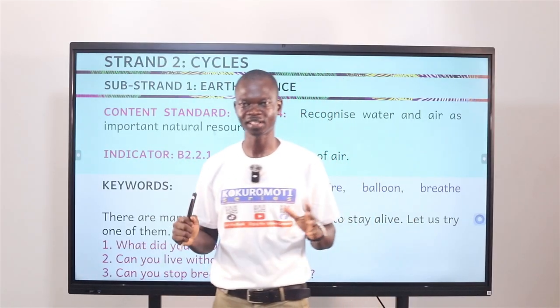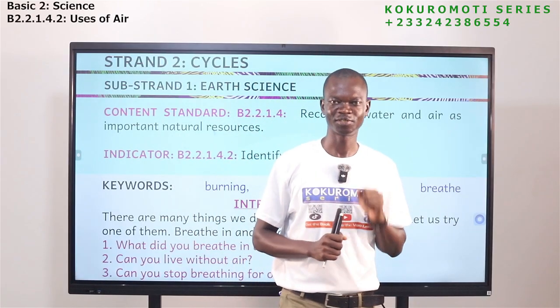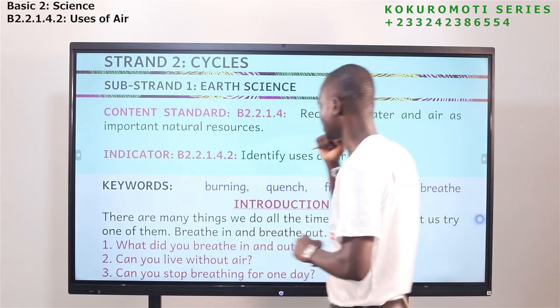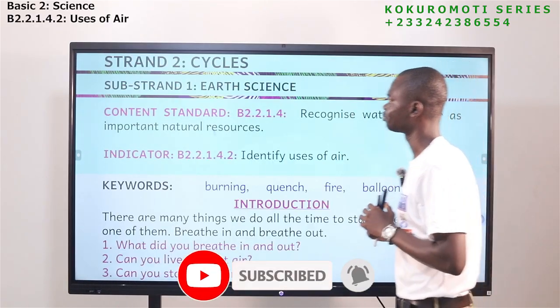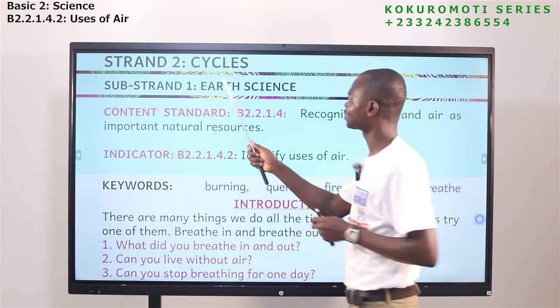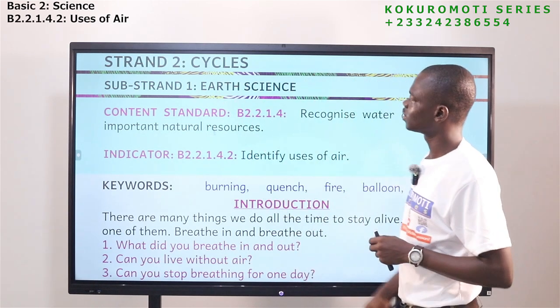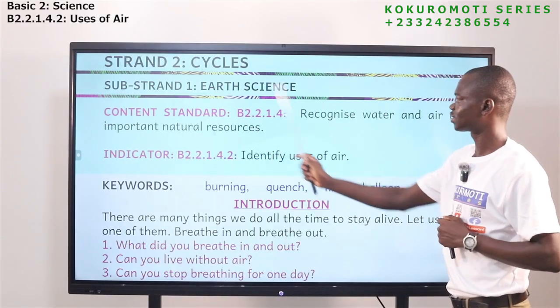So for today we have science. Science for basic 2. So if you're in basic 2, today's lesson is for you. What are you looking at today? We are looking at strand 2, cycles. Substandard is 1, and it is Earth science.